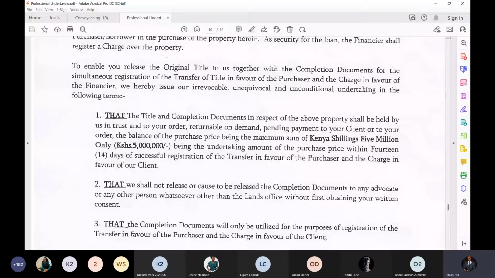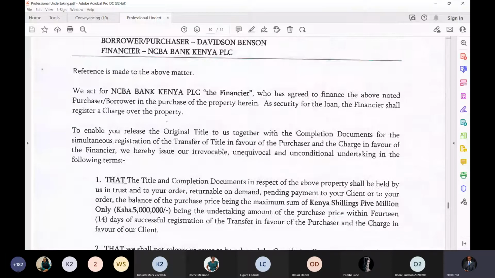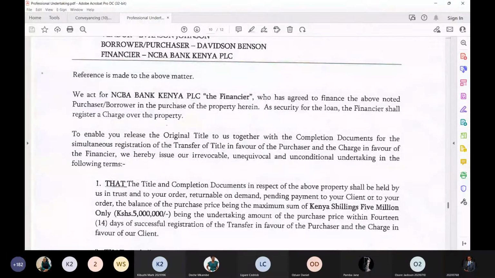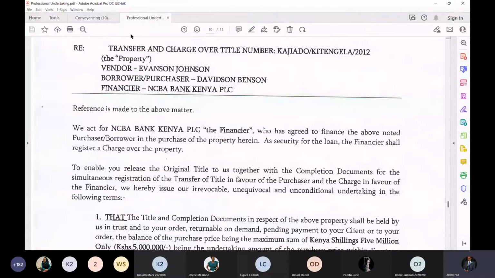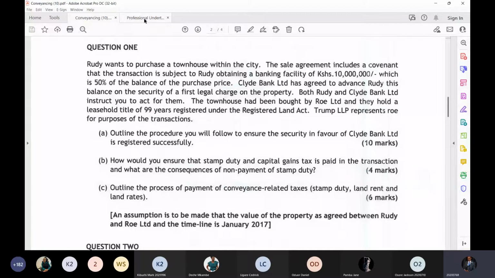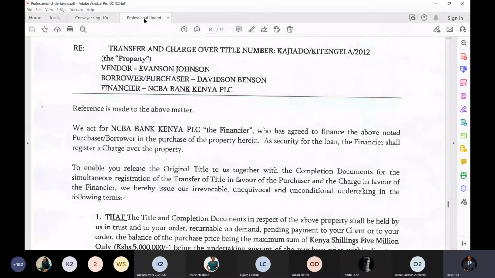We act for NCBA Bank, the financier. This is a PU in this matter. So here we can actually change the names. Who was the vendor in this transaction? The townhouse is owned by Ro. So the townhouse here, the vendor is Ro, the purchaser is Rudy, and the financier is Clyde Bank.